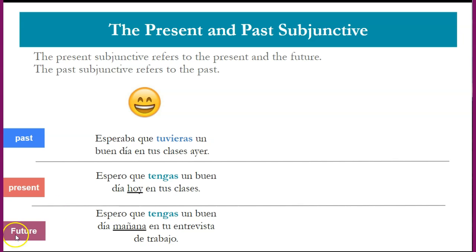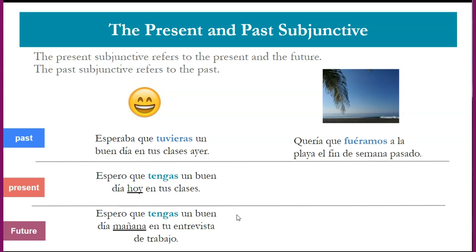Then if you go to sentence number 2, espero que tengas un buen día hoy en tus clases, you're saying yo espero, I hope that you have a good day today in your classes. So tengas is making reference to a present time frame. Espero que tengas un buen día mañana en tu entrevista de trabajo. Espero que tengas, I hope that you have a good day tomorrow in your job interview. So tengas is making reference to a future event, tomorrow.